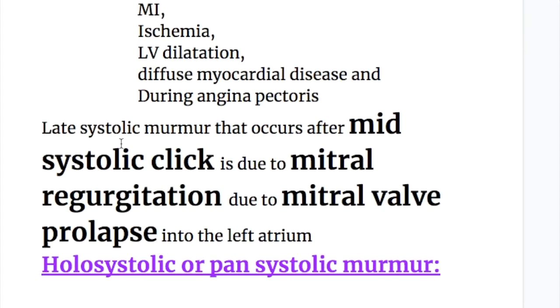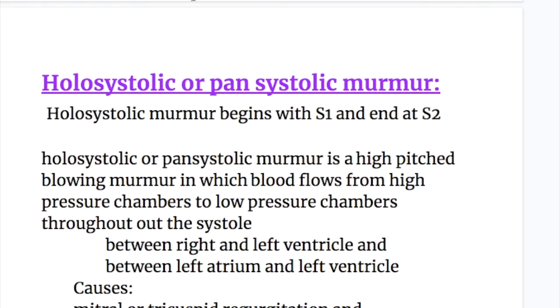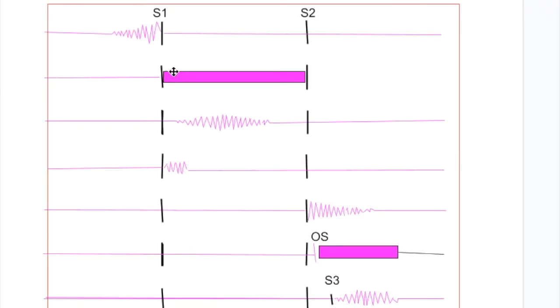The late systolic murmurs that occur after a mid-systolic click are due to mitral regurgitation due to mitral valve prolapse into the left atrium. Now, holosystolic or pansystolic murmur. This is the holosystolic or pansystolic murmur where the intensity of the sound remains the same throughout the systole, starting from the first heart sound and ending at the second heart sound.